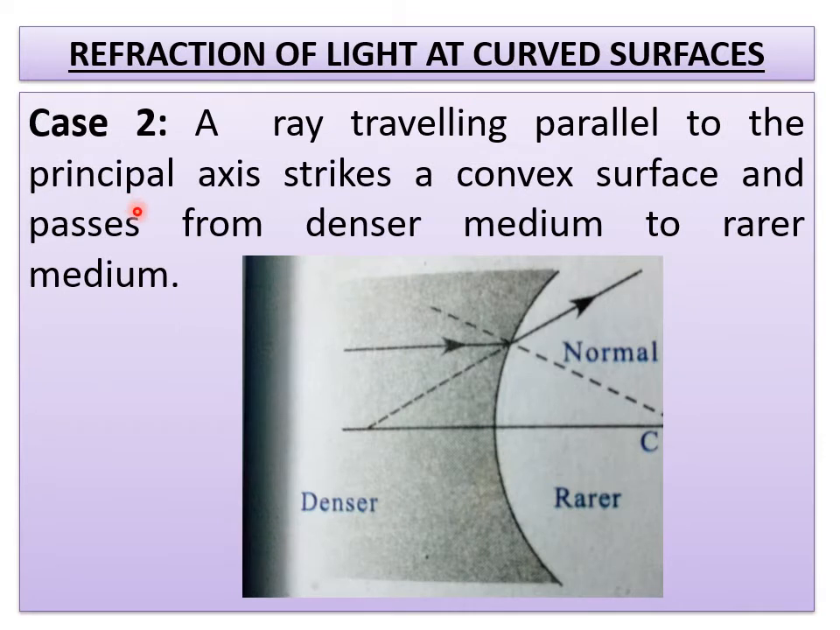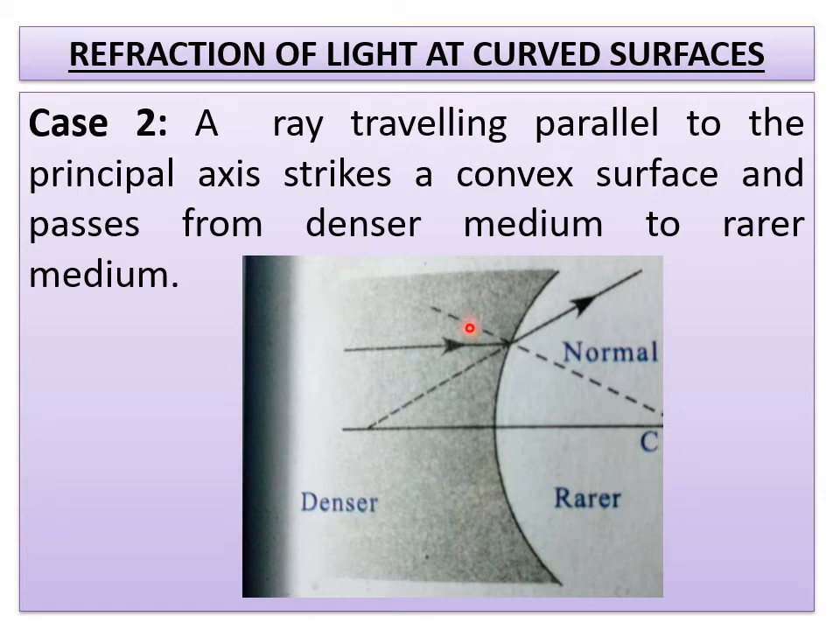So here again, case 2. Here you have to understand, this is your denser medium and this is your rarer medium. Again, you have to remember that a ray passing through the center of curvature is your normal. And here, a ray traveling parallel to the principal axis strikes a convex surface and passes from denser medium to rarer medium. If this is your convex surface, convex means bulge out. So if this is a ray parallel to your principal axis, when it is coming out, this is your denser medium.